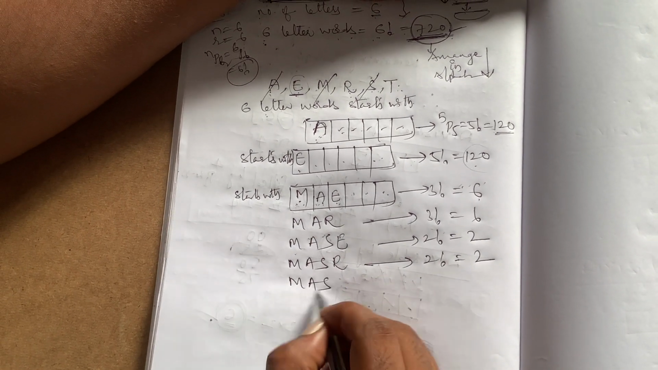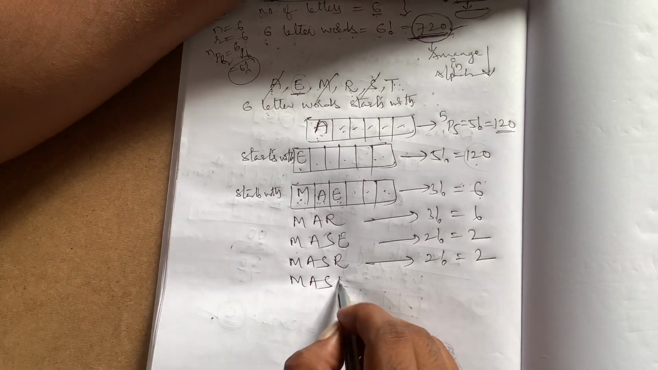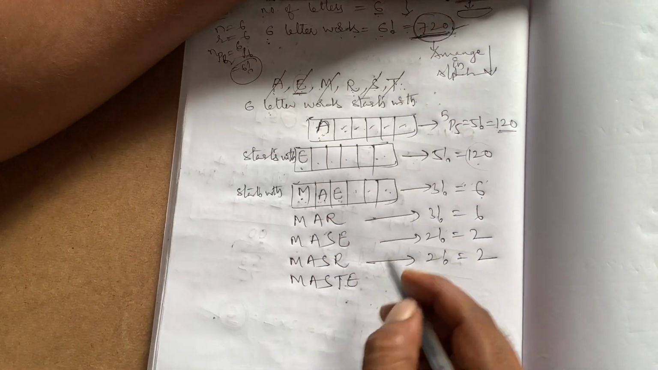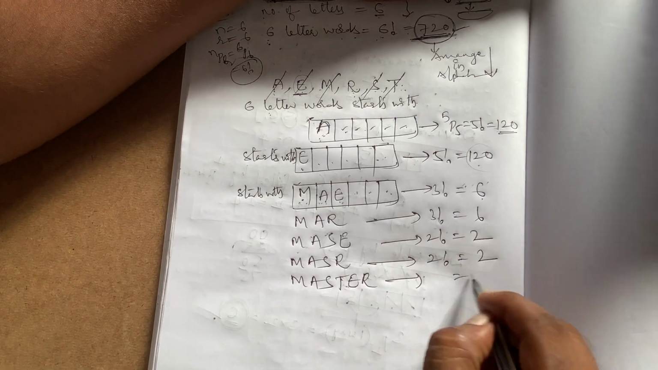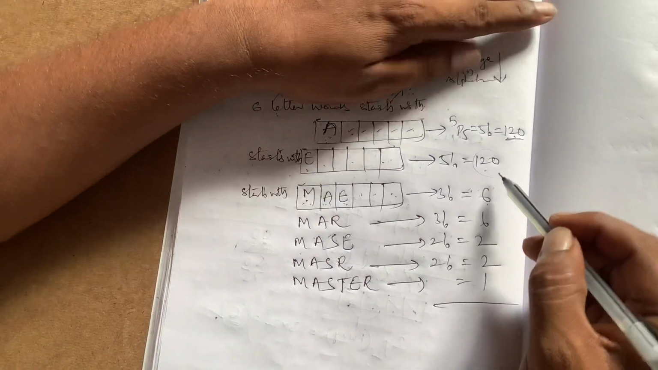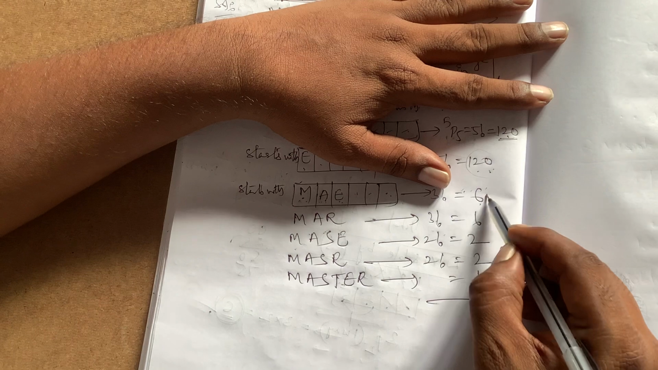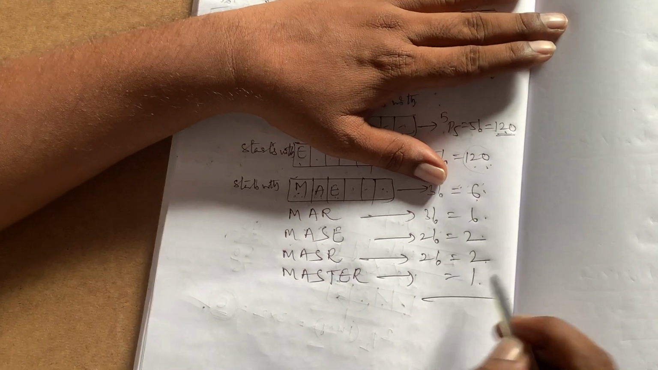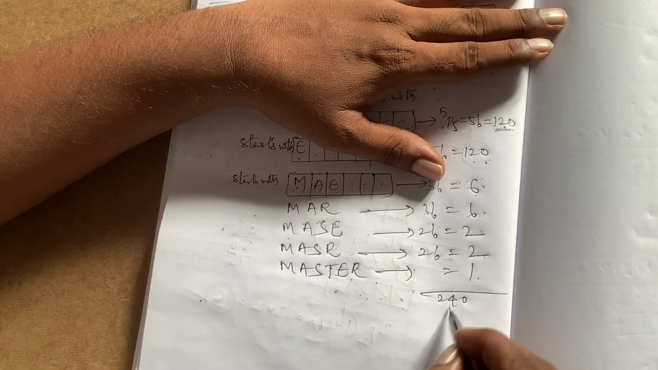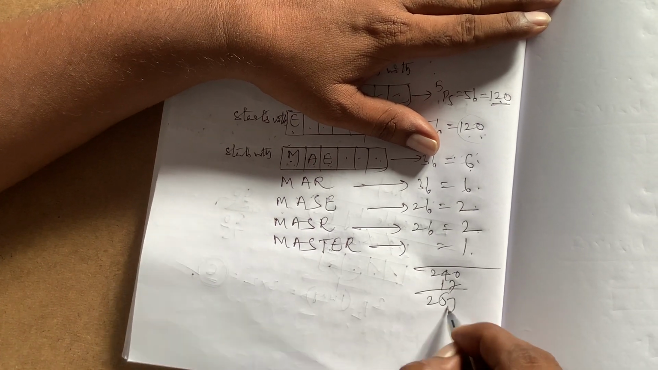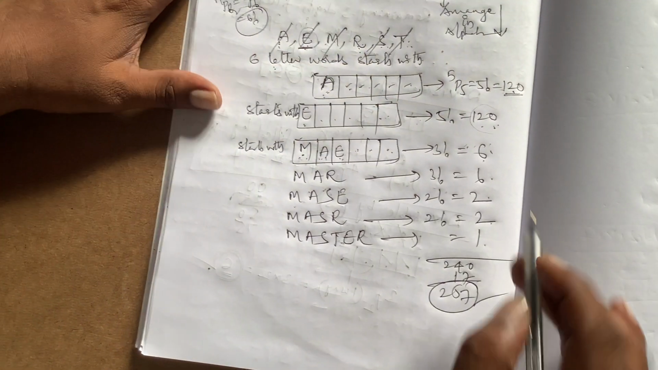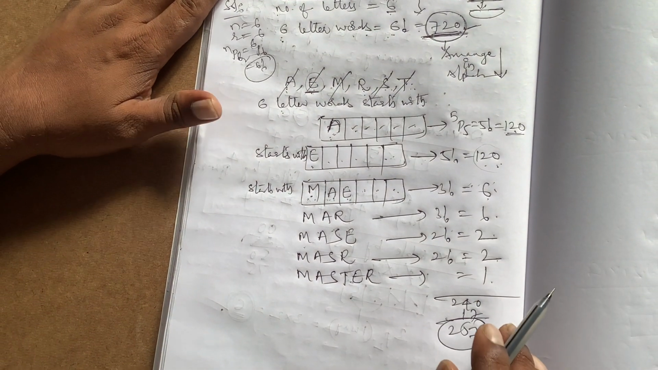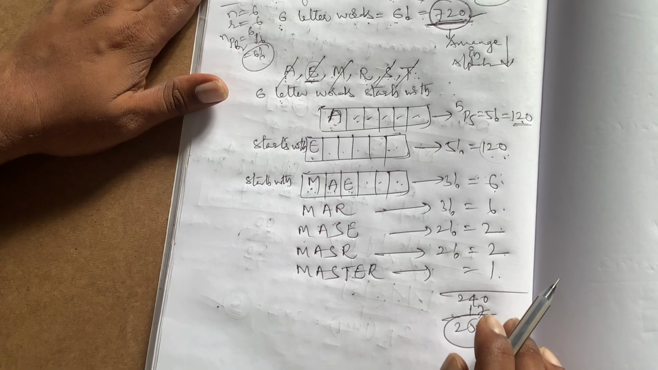After this, MAS, next T. T is required, fix it. Again alphabetical order, E. E is required, fix it. Then the last letter R, this value is 1. Then add them: 120 plus 120 is 240, then 6, 6, 2, 2, 1, which gives 17. 17 plus 240, what is the value? 257. Therefore, the rank of the word master is 257. Okay.